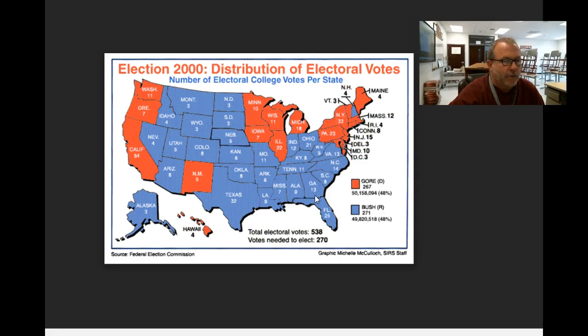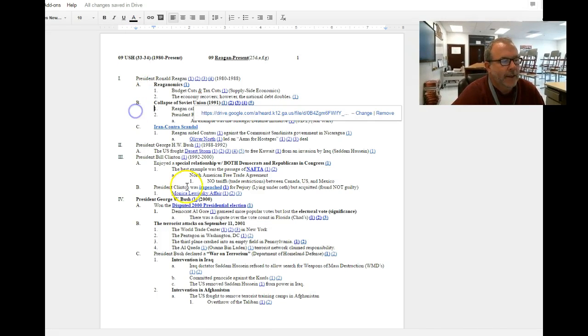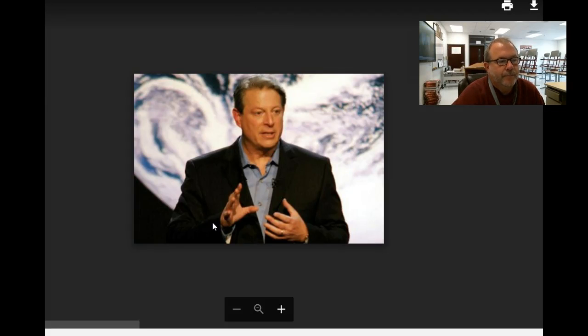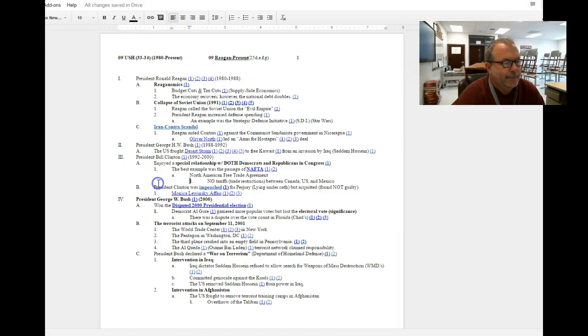Well, what I want you to notice from this chart here is that the Democratic challenger Al Gore actually got more popular votes than George W. Bush, but popular votes do not win the presidency. The Electoral College does. And so the Democrat Al Gore, shown here, wound up losing the presidency.